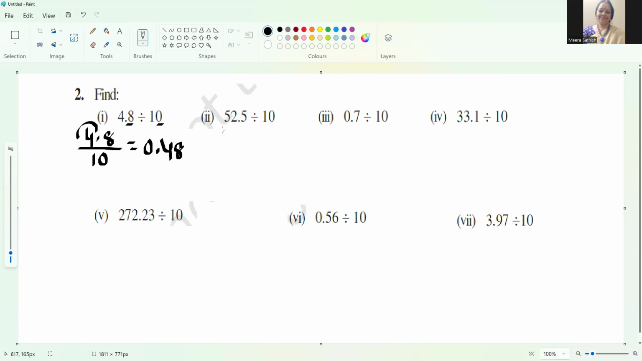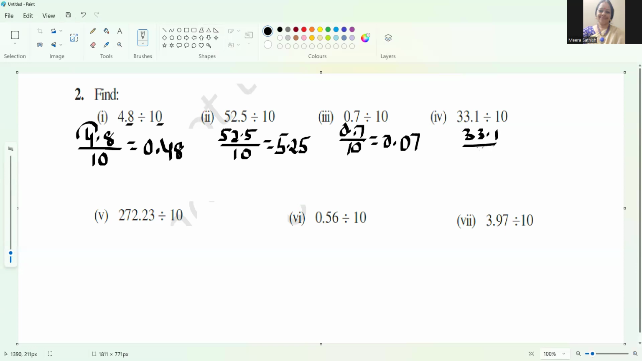Now 52.5 by 10. So again, in the numerator you have 1 decimal, and the denominator's 1 zero is 1 decimal. So 1 plus 1, 2 decimal places should be there. So 5.25. Now 0.7 by 10. So 1 decimal in the numerator, 1 zero in the denominator. So 1 plus 1, 2 decimal places total. So 0.07.